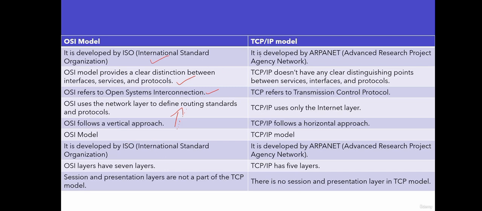In contrast, the TCP/IP model was developed by ARPANET, and that was designed prior to the internet. It was devised by and used by the US military. TCP/IP doesn't have any clear distinguishing points between its services, interfaces, or protocols. If you remember from the last slide, the top 3 layers that would be in the OSI model have been condensed into one. TCP also refers to transmission control protocol, but you do get that in both. And TCP and IP only use the internet layer on the TCP model.